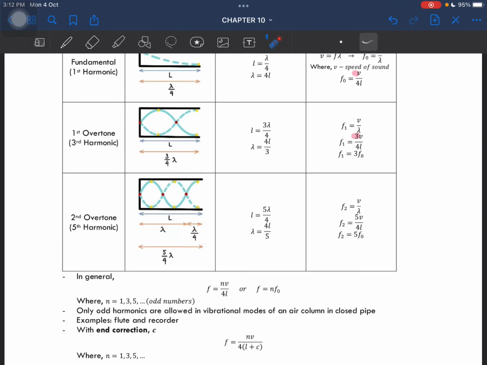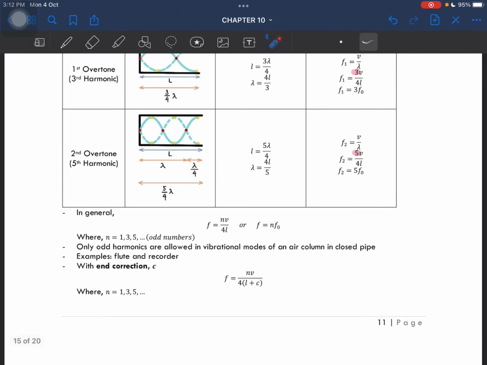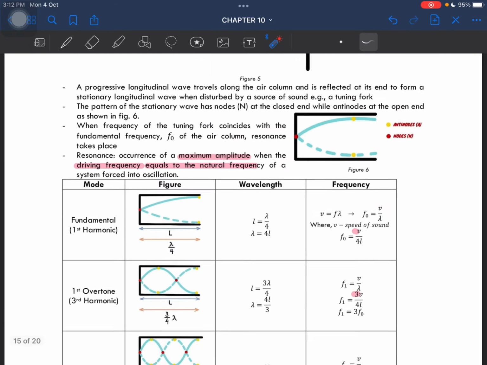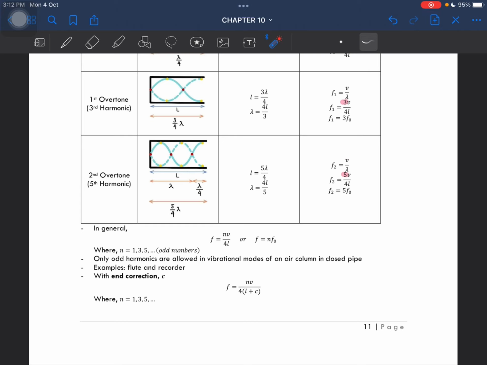So if we want it in terms of length, we could just rearrange it. For the fifth harmonic, for its frequency, we can see that suddenly there is a 5. So again we can see the pattern here. This is 1, 3, and 5. So if we let that 1, 3, and 5 equal to n, we can then get a general formula for a closed pipe.